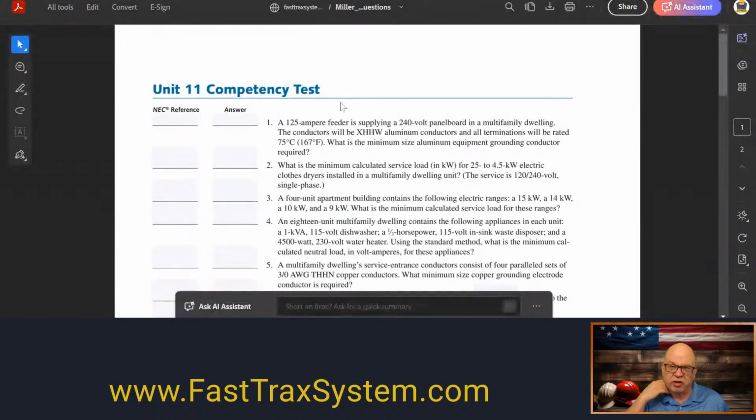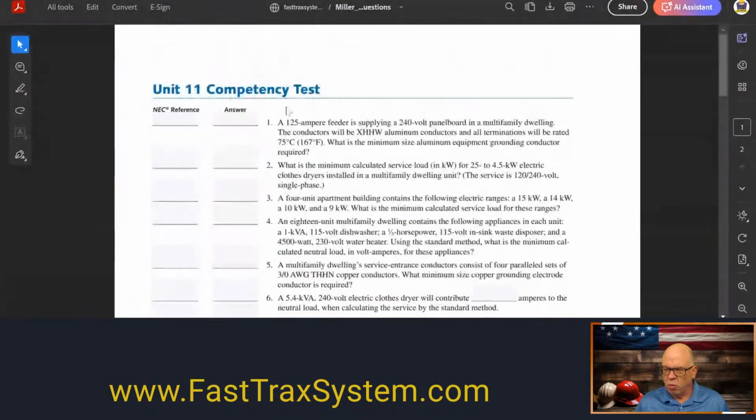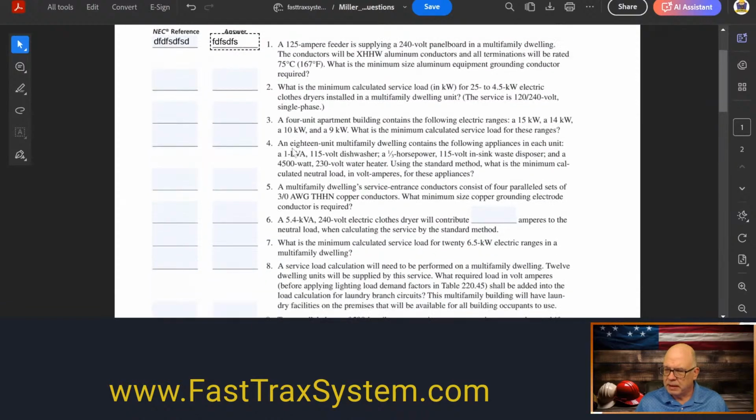Okay, so here's what your competency review will look like right here. This is a printable PDF. You can fill it out. You put your code references. I'll just type in here. You can put your answer in here, whatever your answer may be. And you print this out and you're going to grade your work with the answer key. So you'll grade your own work, right?